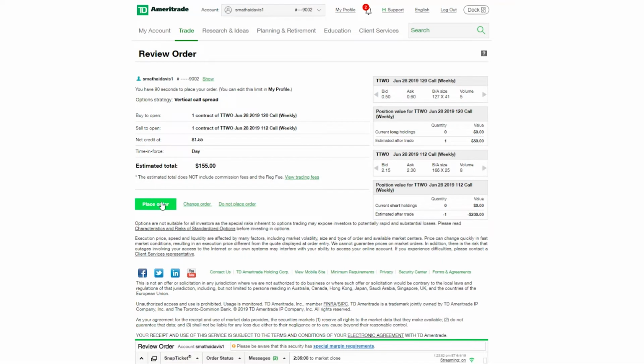Again, we're buying the 120 call, we're selling the 112 call. That's because we think the stock is going to drop. The net credit is 155. It's a day trade. Now you would place the order here. Obviously, I'm not going to do that because I can't do that in this TD Ameritrade account that I have. And this is how you would put on a short call spread in Take Two, ticker TTWO.